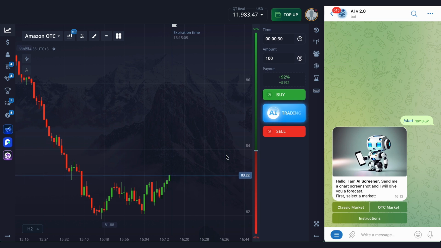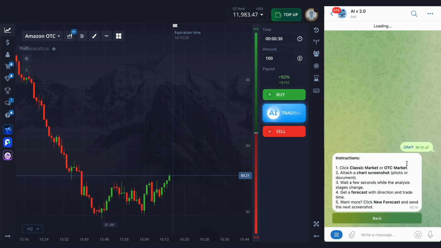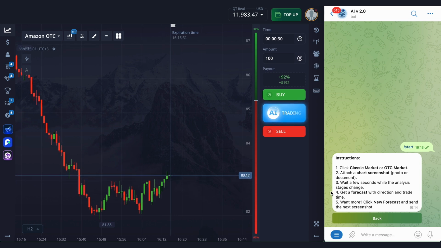So today we're gonna be hitting the market with our AI screener version 2.0. Ladies and gentlemen, I'll be taking each of my trades with $100 and we're gonna see how much money we're gonna make in this session. As you can see, for those that don't know, basically you choose between your classic and OTC market. That's how it operates. Then you take a very nice screenshot of your chart and attach it to your AI screener, and you wait for a few seconds while the analysis stages change, and it gives you a forecast with the direction of your market. You take a buy or a sell depending on what it says. It's also gonna give you the time that you are gonna be executing your market on.